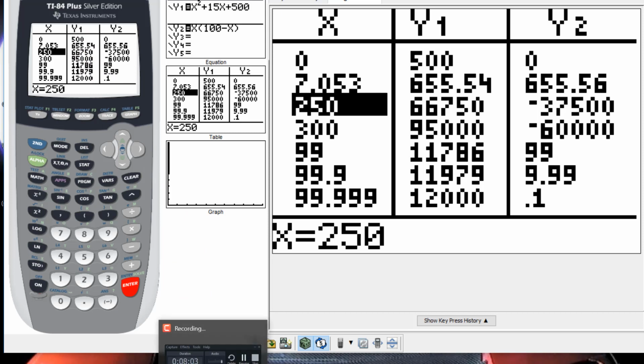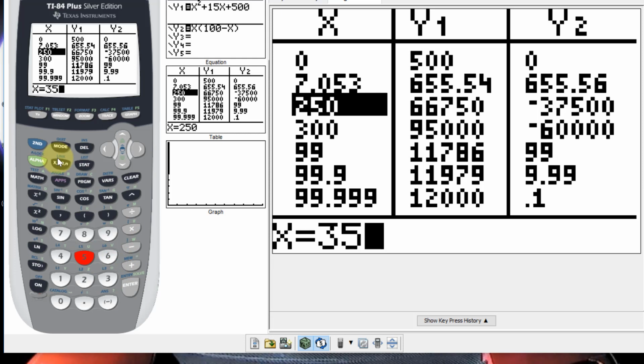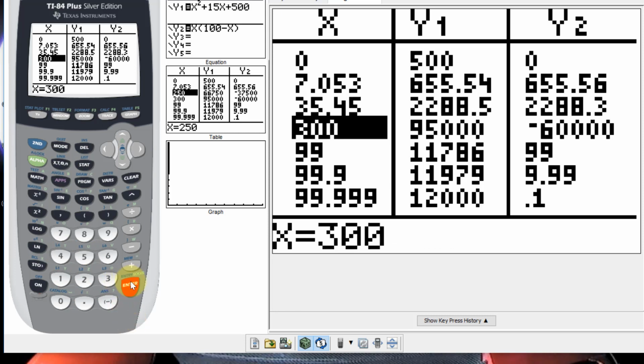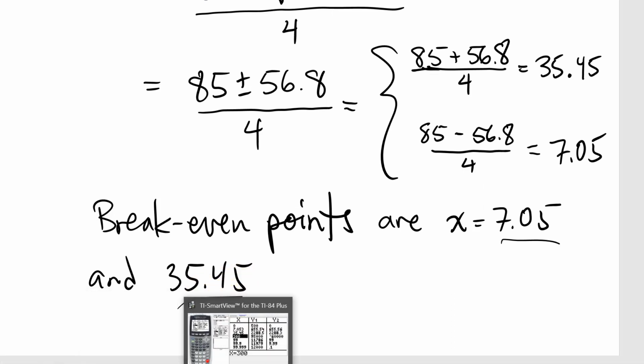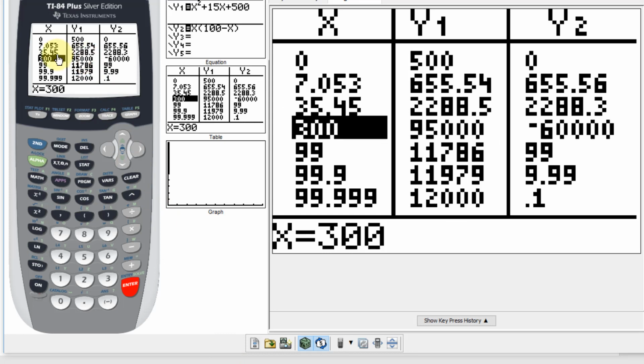And the other break-even point was 35.45, I guess is what I came up with. And let's see, 35.45. Yep. Again, it wasn't exactly 35.45, and I can see that because my revenue and cost are not exactly the same, but I know that's happening only because I know it wasn't exactly 35.45. This is fine. Let's just leave it at that.